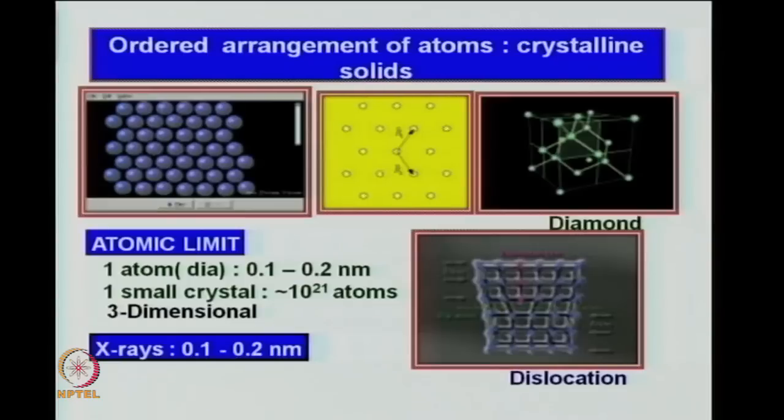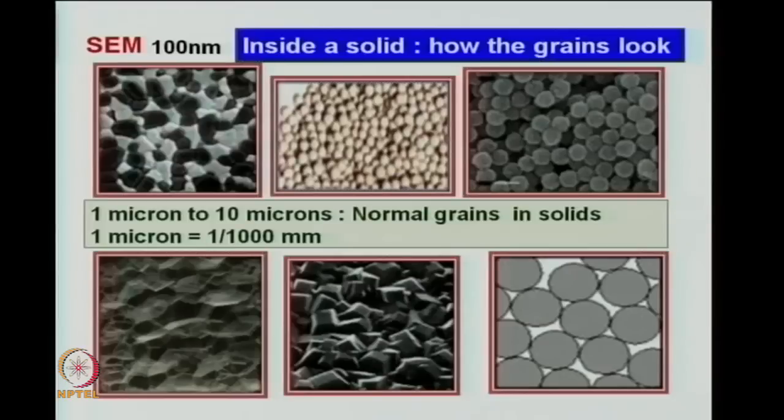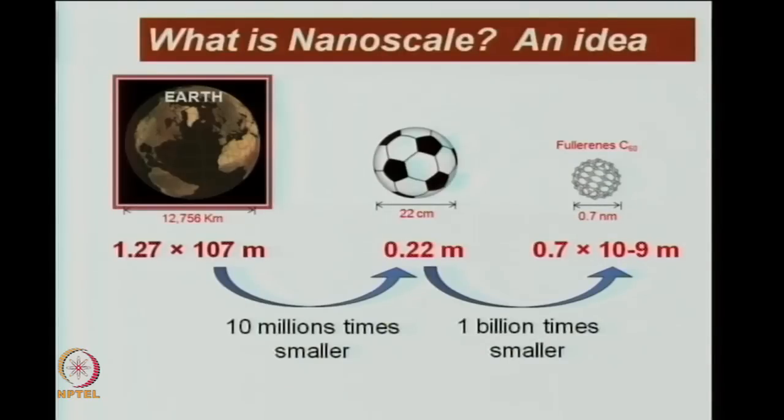And for that, normally we use X-rays, because X-rays have a wavelength which is of the order of 1 to 2 angstroms. Using these X-rays, we can observe structures like diamond or graphite, or we can observe changes in the patterns of the arrangement of atoms, like a dislocation where atoms have moved from their original positions. However, in between this atomic limit and the micron sized limit, which can be seen using a scanning electron microscope, there is a regime which is the nanoscale, which we are discussing in this course. So, what is this nanoscale?